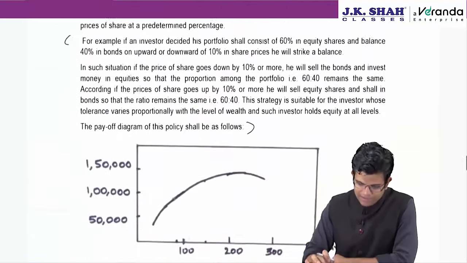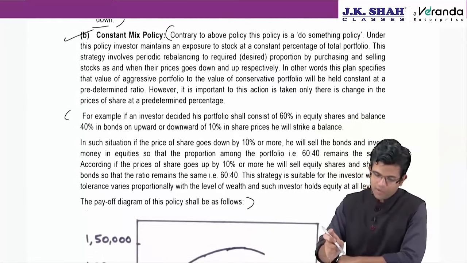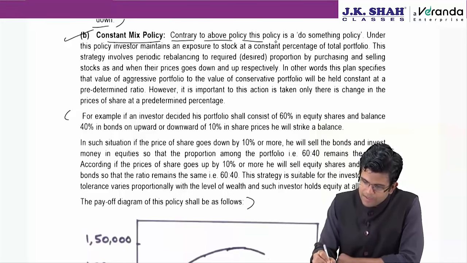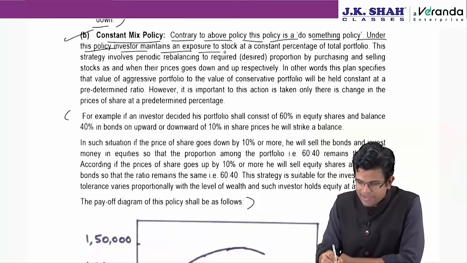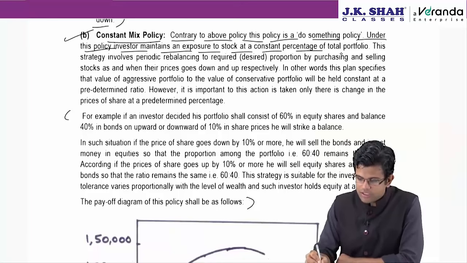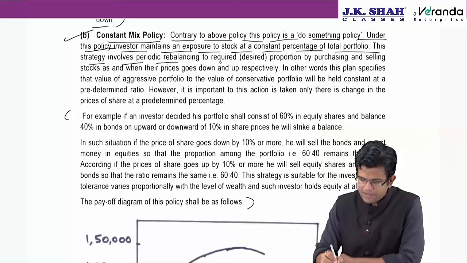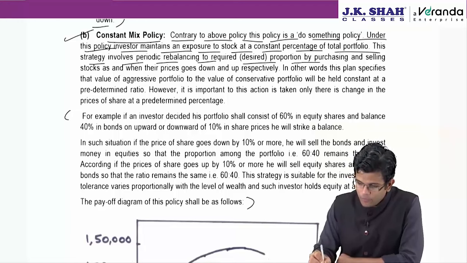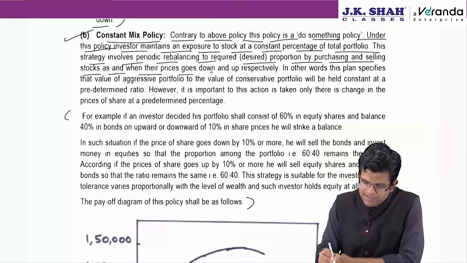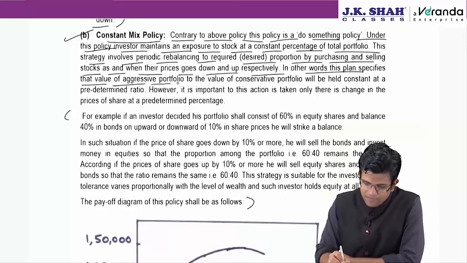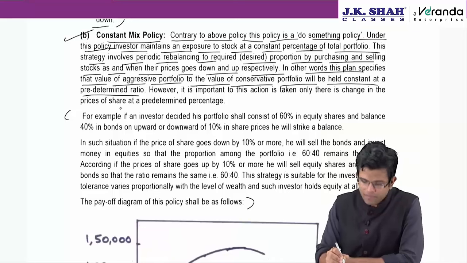Let us now try understanding this, okay? Constant mix policy. Contrary to the above policy, this policy is a do something policy. Under this policy, investor maintains an exposure to stock at a constant percentage of total portfolio. This strategy involves periodic rebalancing to required desired proportion by purchasing and selling stocks as and when their prices go up and down respectively. In other words, this plan specifies that the value of aggressive portfolio to the value of conservative portfolio will be held constant at a predetermined ratio.